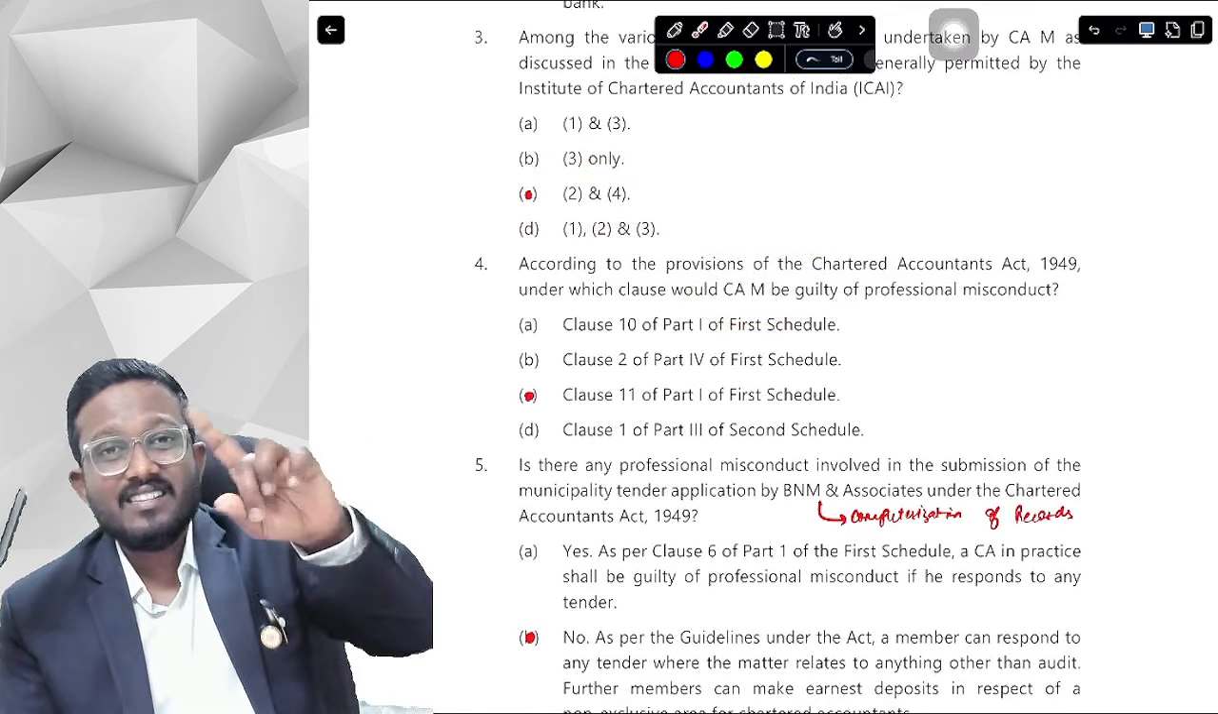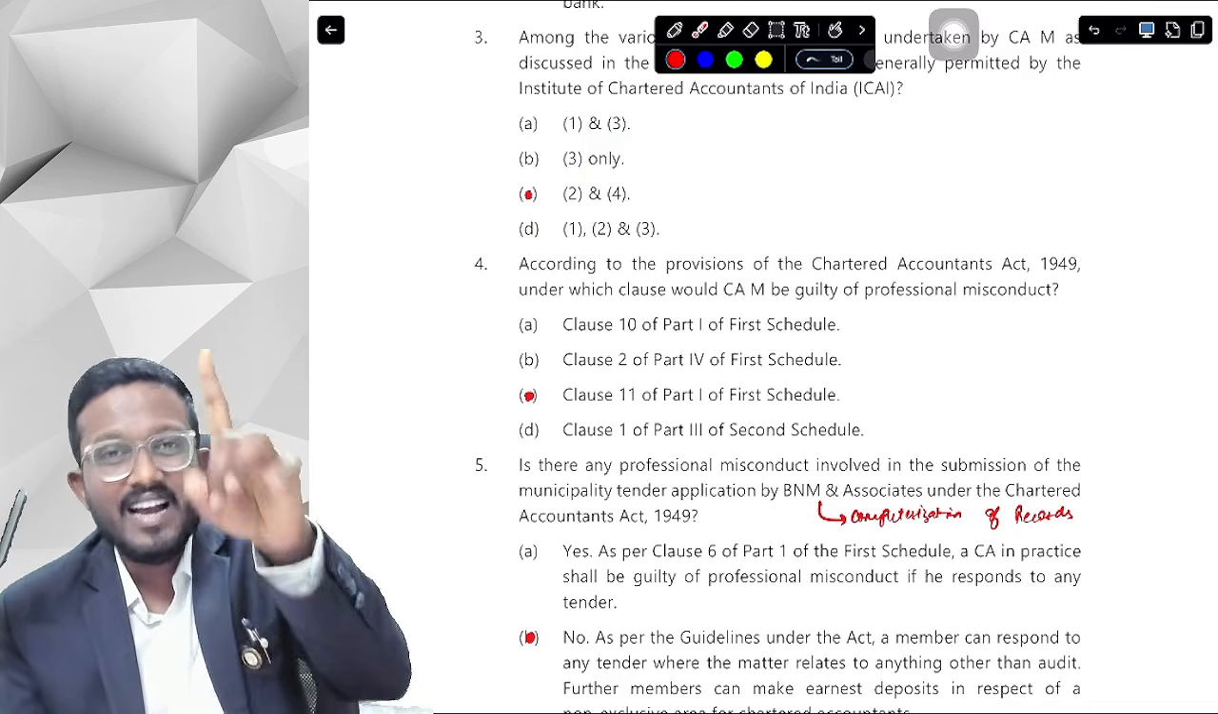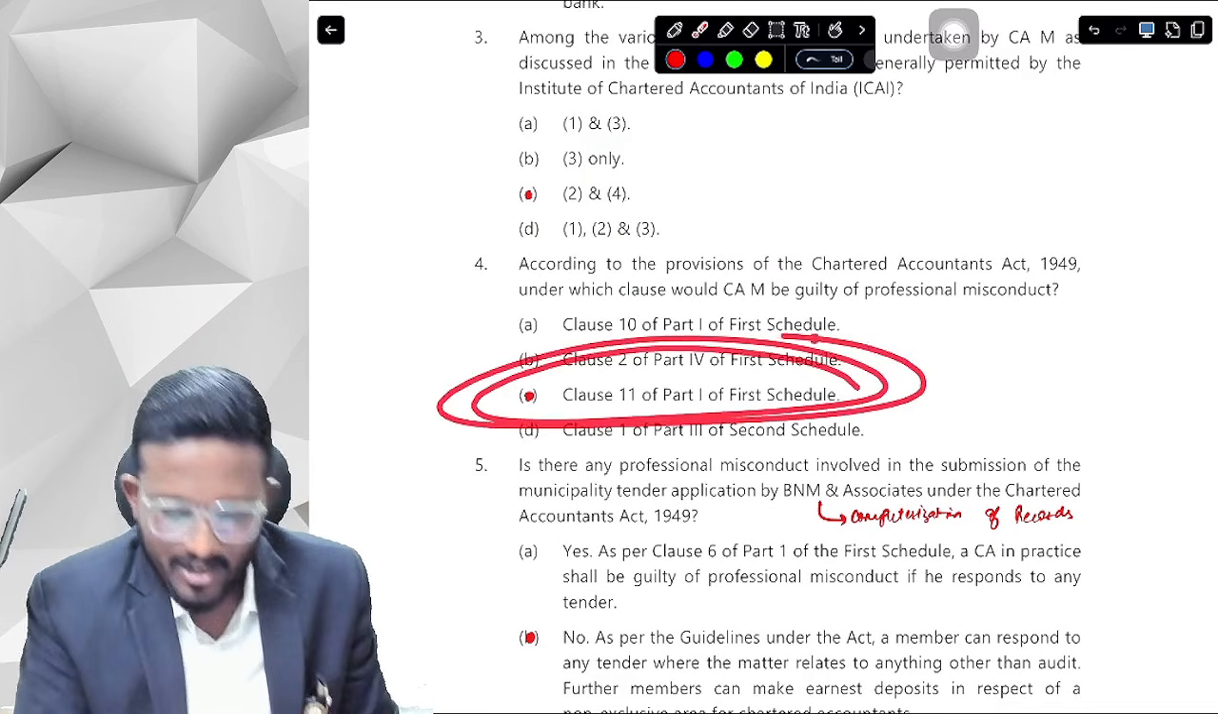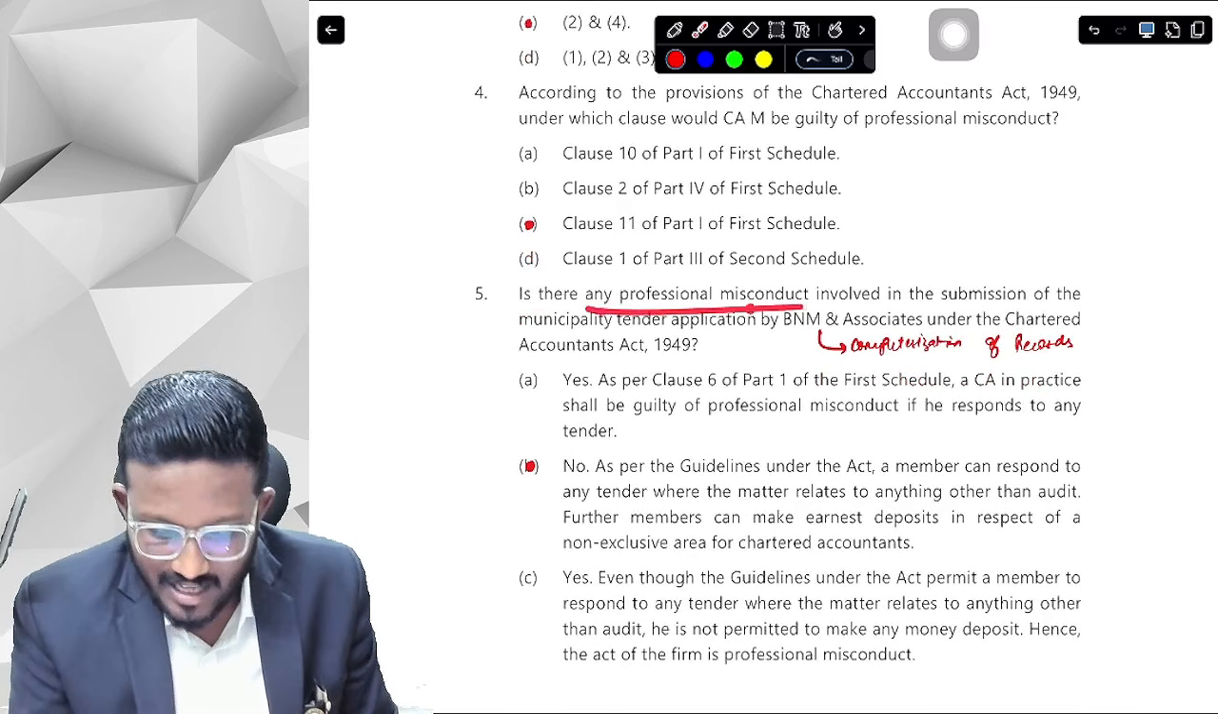professional misconduct. Since he has conducted 2 activities without taking prior permission of the institute, then he will be guilty under clause 1 of part 1 of first schedule. Okay, yes sir. Question number 5 says whether there was any professional misconduct.